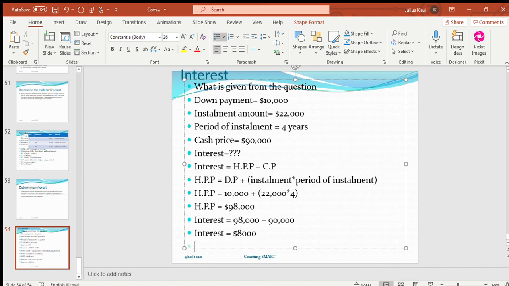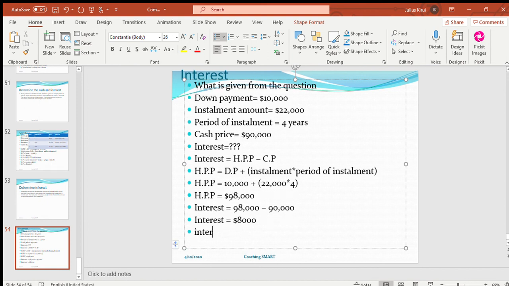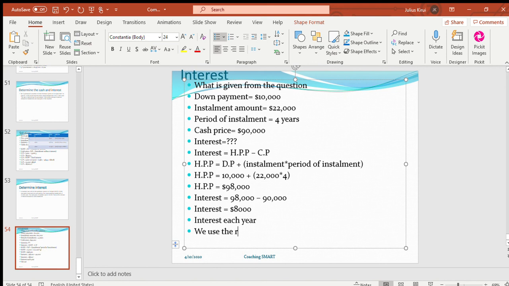So the next initiative is now to identify interest for each year. Interest for each year. How can we get this? We use what? The reverse year ratio. Reverse year ratio. So how many years do we have? So it will be 4:1. So that's the reverse year ratio.